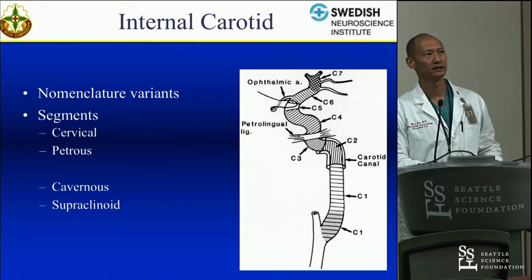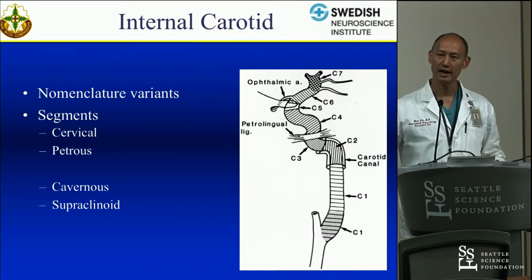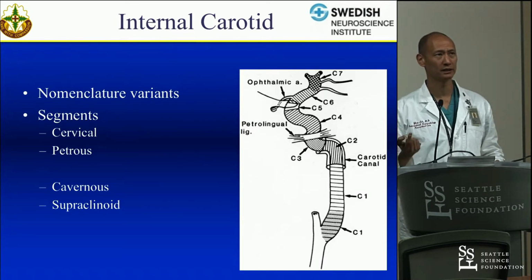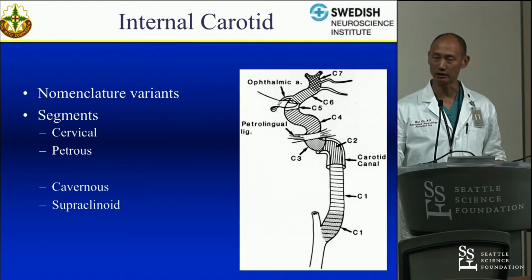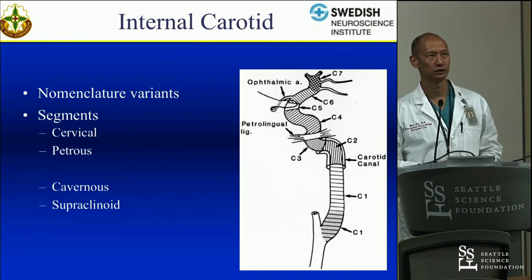And that petrous segment is then separated from the cavernous segment. The petrous segment takes an anterior and medial bend, genu. Then again, it takes a more vertical course, and in that vertical segment, it separates from the cavernous carotid artery via the petrolingual ligament. If you take that vertical segment and divide it in half, that would be the distinguishing point between the petrous and the cavernous segment.